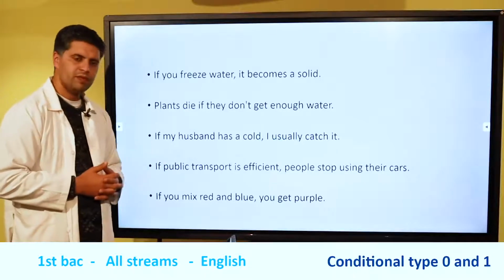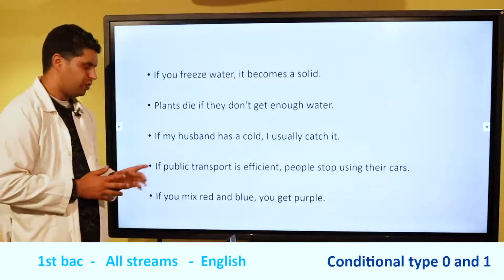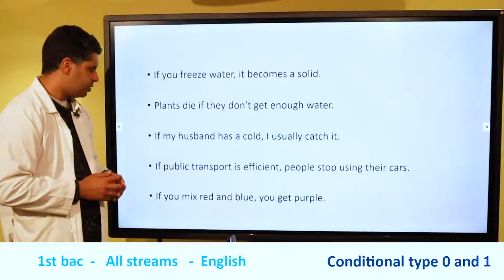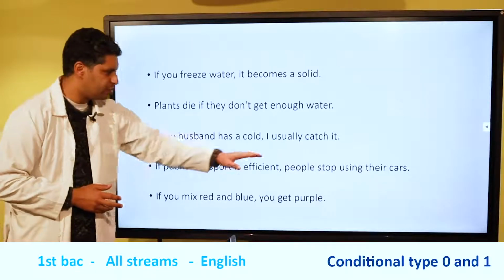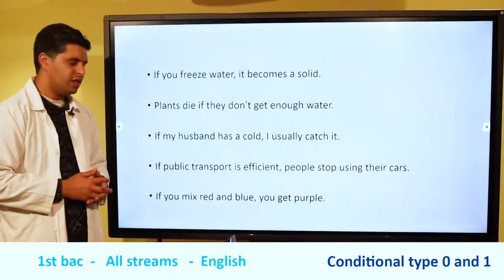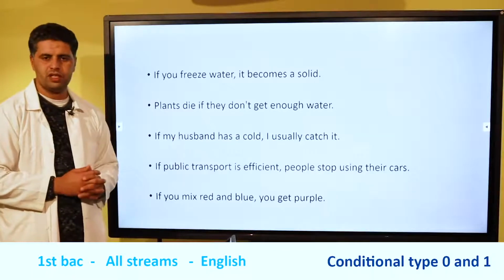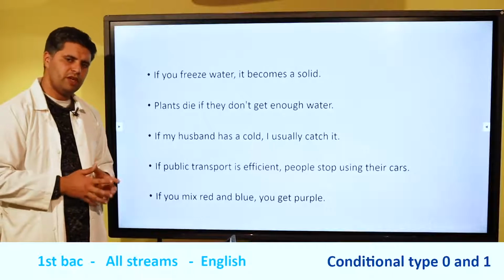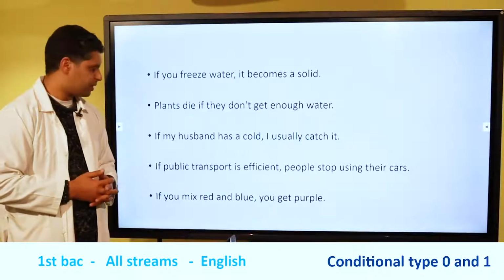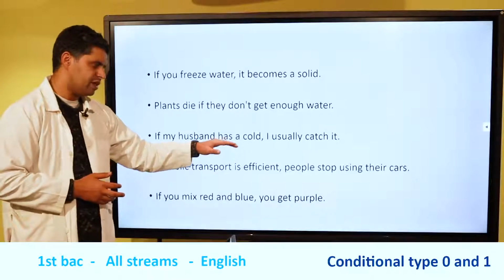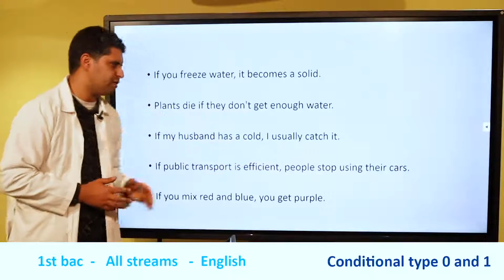If my husband has a cold, I usually catch it. So here, as you can see, we have the conjunction, which is used to start the if clause, and here we have the effect, and here also we have the present simple and the present simple. Why? Because it is a conditional 0, because we are expressing a reality or a fact or a truth. So if my husband has a cold, present simple, I usually catch it. And here also we have the present simple.